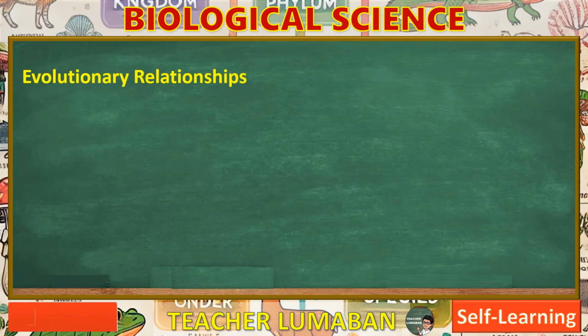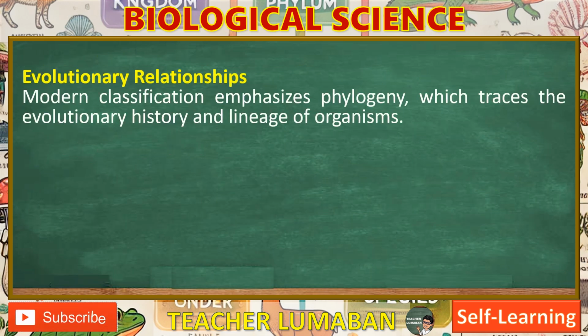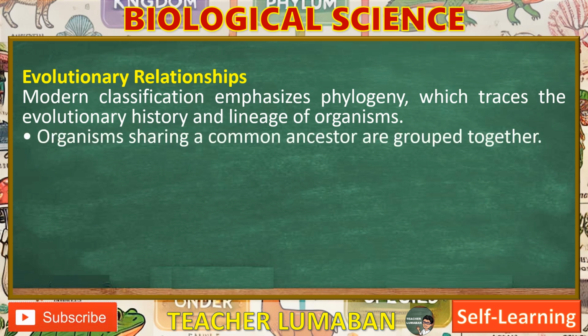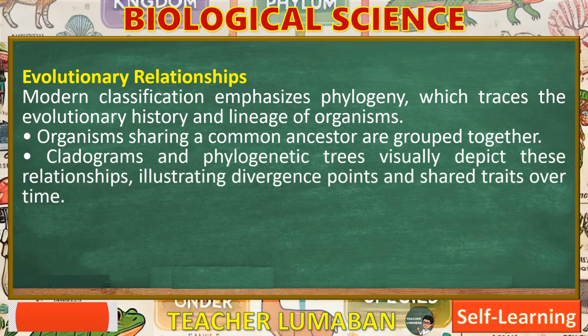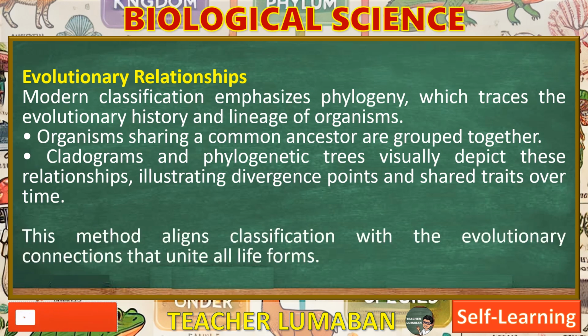Evolutionary relationships. Modern classification emphasizes phylogeny, which traces the evolutionary history and lineage of organisms. Organisms sharing a common ancestor are grouped together. Cladograms and phylogenetic trees visually depict these relationships, illustrating divergence points and shared traits over time. This method aligns classification with the evolutionary connections that unite all life forms.